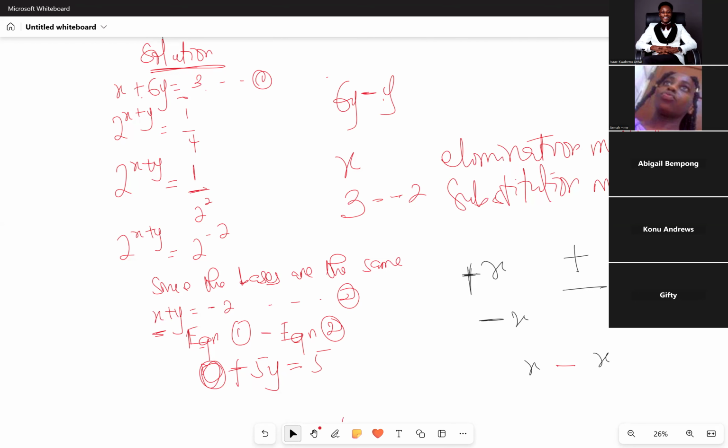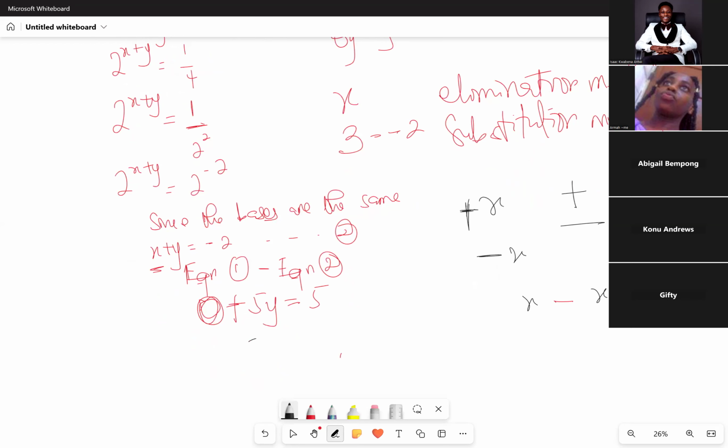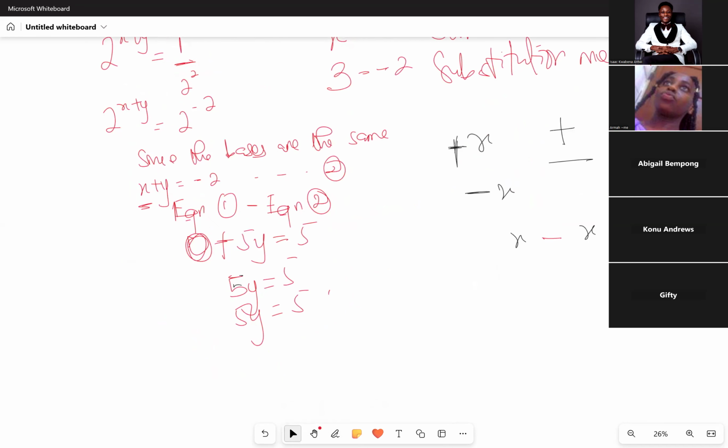So, if you get this concept, in the long run, you have 5y. 0 plus 5 is the same as, so 5y equals 5. Remember, I told you to repeat the step all the time. You divide by what? 5. You divide by 5, it cancels. y equals what? 1. Good.